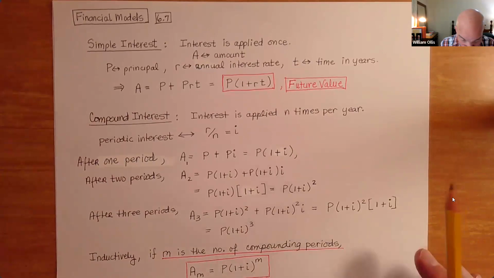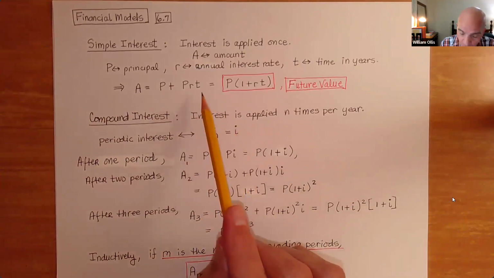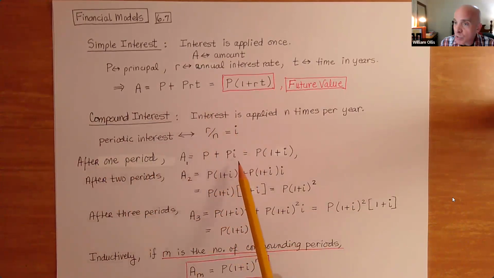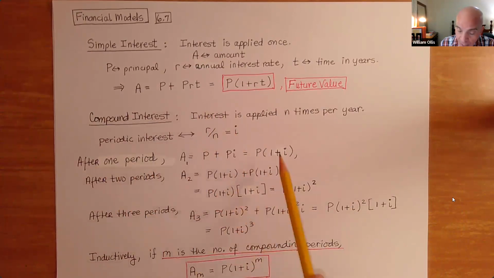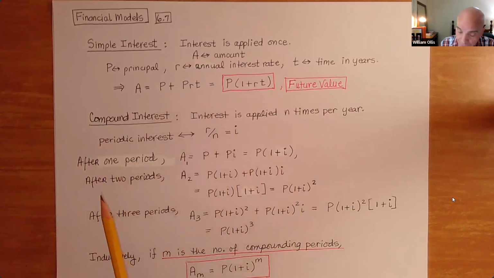Now what I've done here is I've said, okay, just like we have up here, if we apply interest once, we're going to say after one period, we have the principal amount, and then we have the principal times the periodic interest. And when you factor the P, the amount that we have now is P times 1 plus i, where i, again, is the periodic interest rate.